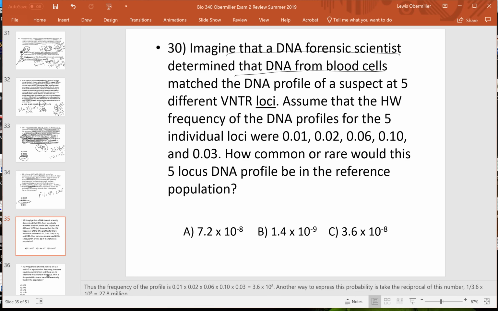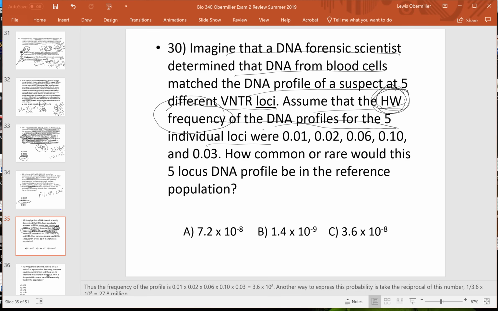Okay, forensic scientists, blood cells match DNA profile, 5 different VNTR. So Hardy-Weinberg frequency of the DNA profiles for the 5 individual. So this is the key. It's telling you already the Hardy-Weinberg frequency, so you don't have to calculate it like we did in the last problem. It's already given to you. Someone already did that math.